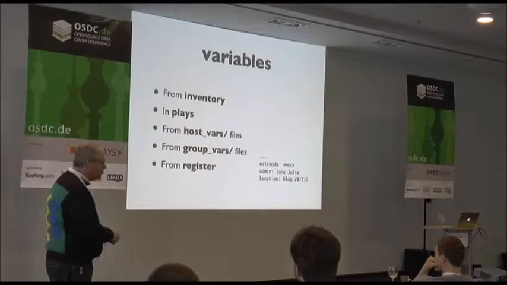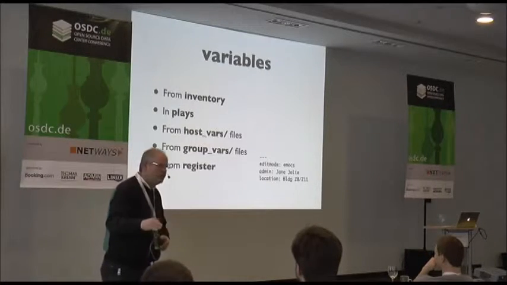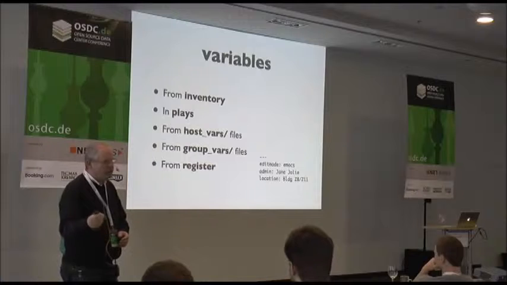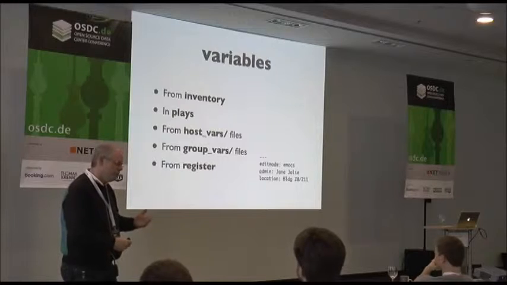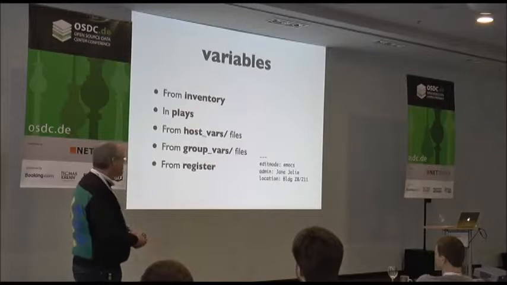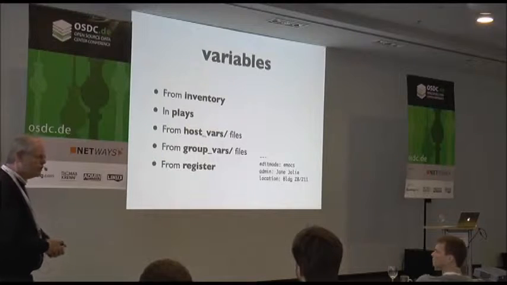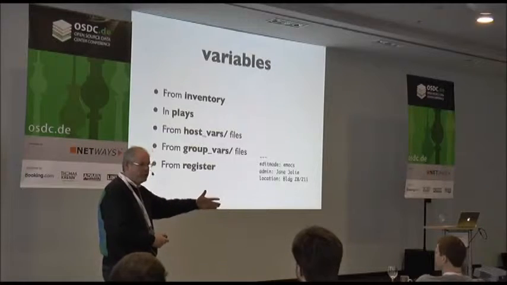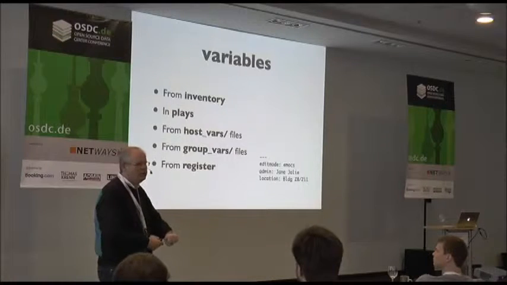YAML files, variable colon, variable colon, variable colon, which are located in the host_vars directory, respectively the group_vars directory, and are picked up automatically by Ansible from host_vars matched on hostname.yaml, or for group_vars matched by group.yml, automatically picked up and merged into whatever we already have. And a very powerful solution is the register keyword. Register allows us to run a task on a remote node and pick up, for example, its standard output and register that as a variable and use that subsequently in playbooks.